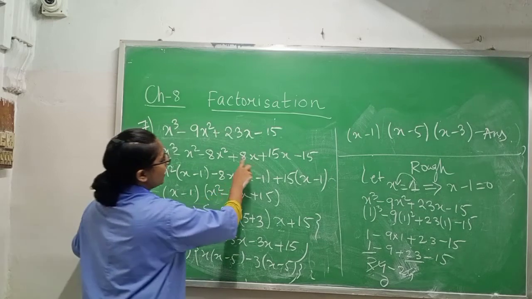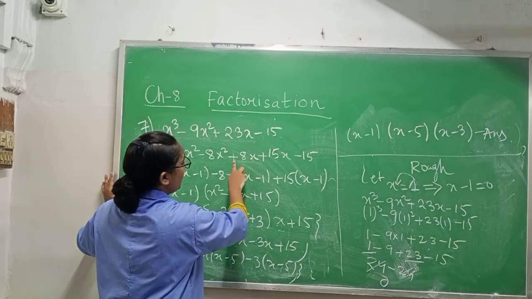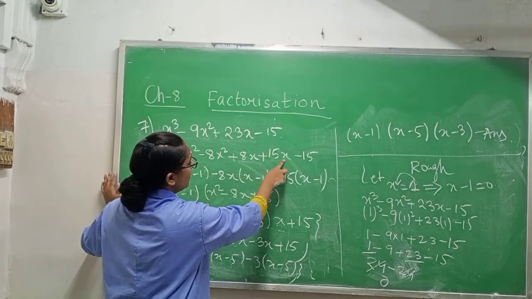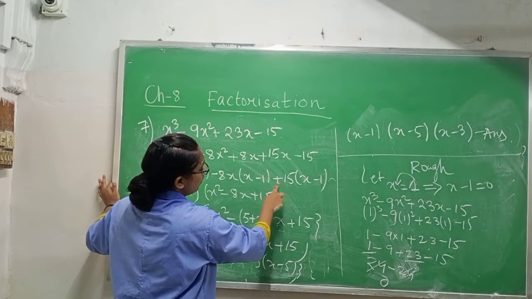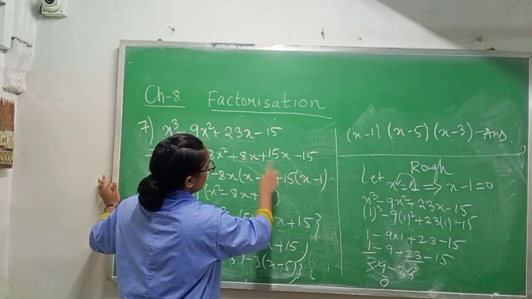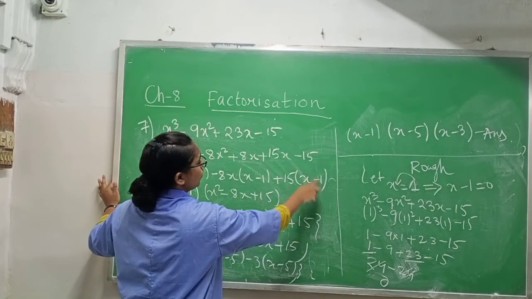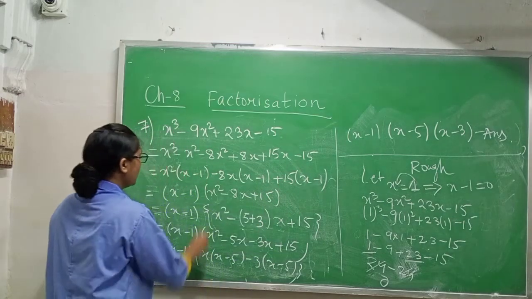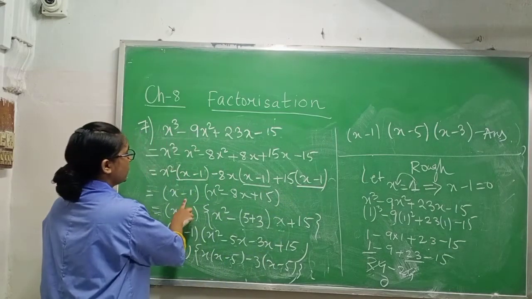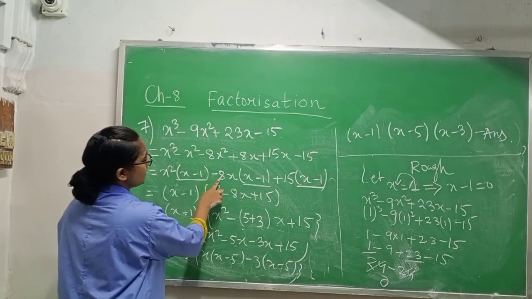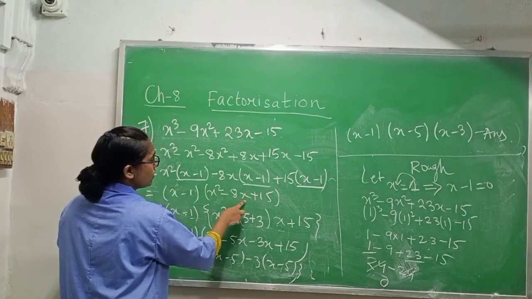Now here I am getting 8x, but I need 23x. So plus 8x I already got, I need 15 more. That is why I am multiplying with plus 15. So plus 15 into x is 15x, plus 15 into minus 1 is minus 15. Now x minus 1 you will write one time, and what is the other factor? x square minus 8x plus 15. I am writing it. Now we have to try to do the middle term factor.